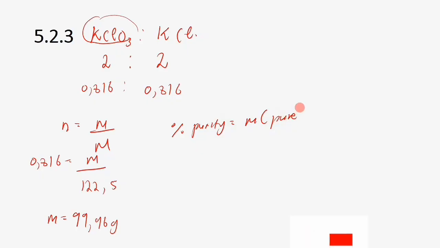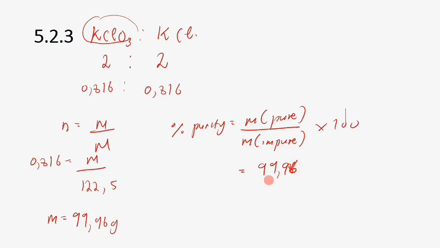And then to calculate the percentage purity, we know our formula is percentage purity is equal to mass of pure over the mass of impure, and then multiply that by 100. So the mass of the pure is the one that we just calculated now, so it's 99.96 over the mass of the impure, which is the one that we were given as the initial mass, and then multiply that by 100. So we have 99.96 over 130 times 100. That will give us 74.89%. Nice.